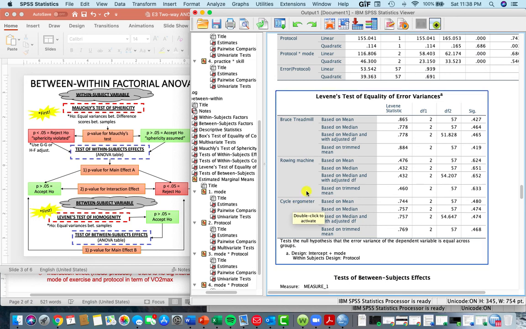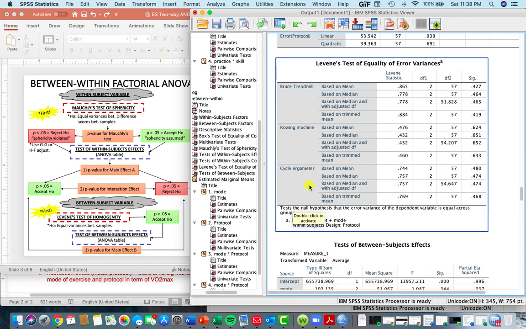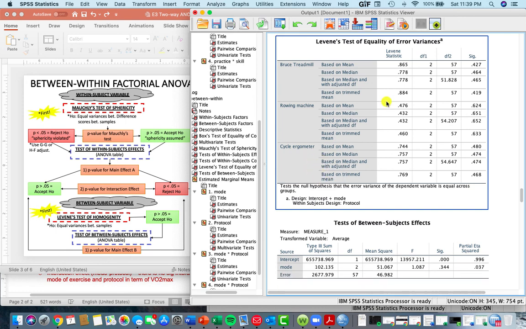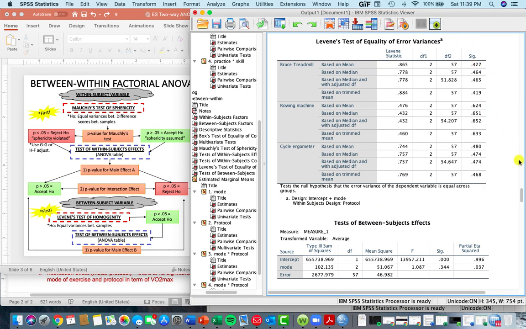Usually they're all going to be the same. If they're not, that probably indicates you have some outlier, or maybe two different sample sizes. Okay, but in either case, we say we have assumed homogeneity of variance. If we assume homogeneity of variance, we then look at our test of between subject effects.